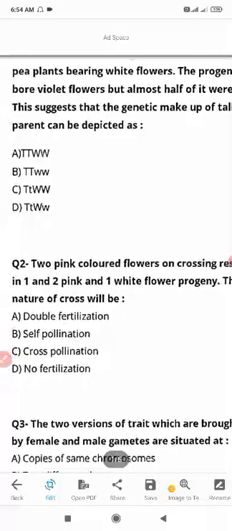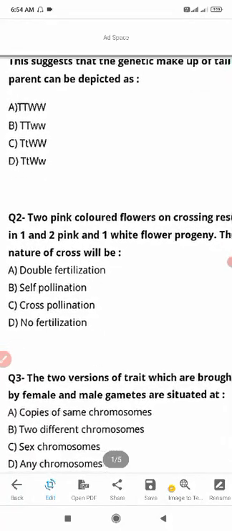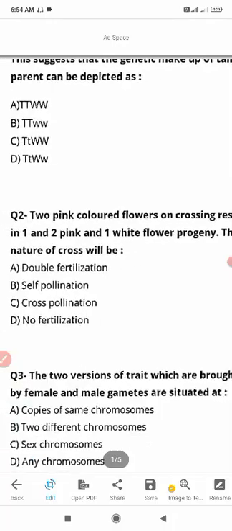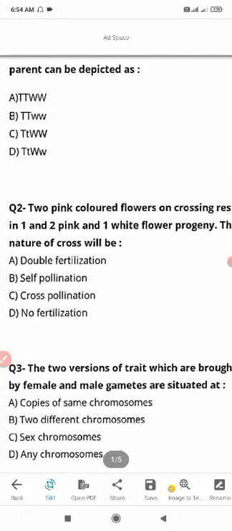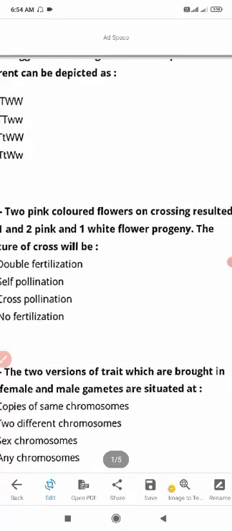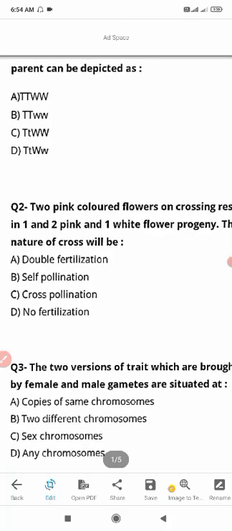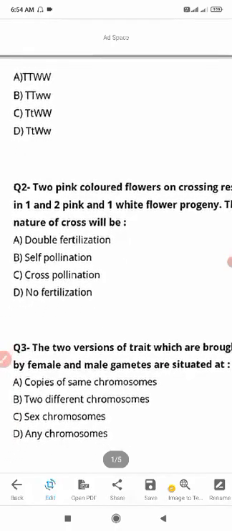Dear students, come to this. Two pink colored flowers on crossing resulted in one red, two pink and one white flower progeny. The nature of the cross will be cross fertilization, cross pollination. As a result of the cross pollination, this result will happen.